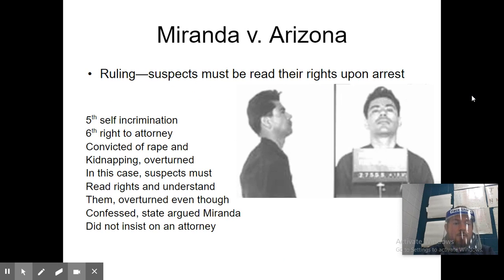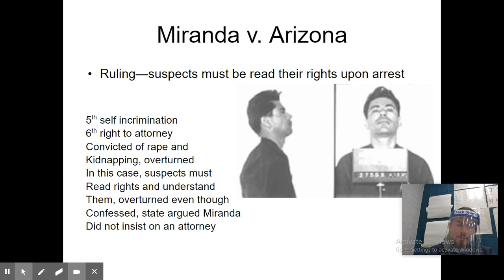There's Miranda versus Arizona. The ruling, the suspects must be read their rights upon arrest. This is why you hear you have the right to remain silent. Anything you say can and will be used against you in a court of law. You have the right to an attorney. If you cannot afford an attorney, one will be provided for you. Those are your Miranda rights. Those came about because of this court case, named after this guy, Miranda.